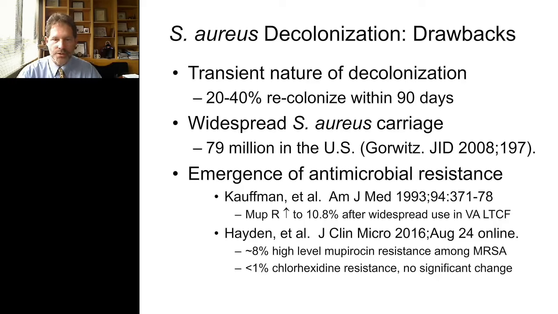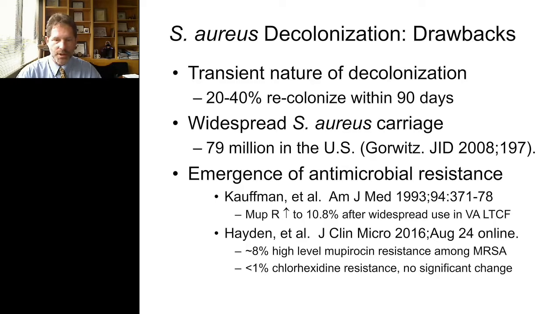And the compound we use currently most often to decolonize staph in the nose is mupirocin. And we know from going back more than 30 years to some of Carol Kaufman's work in 1993, they showed that when they tried to use mupirocin in a long-term care facility, after widespread use, the rate of resistance jumped to 11%. And most recently, Mary Hayden and her colleagues reported from a very large study that used mupirocin and chlorhexidine called the Reduced MRSA study. They found that there was about 8% high-level mupirocin resistance among MRSA in that study.